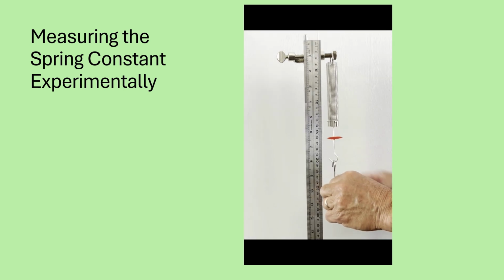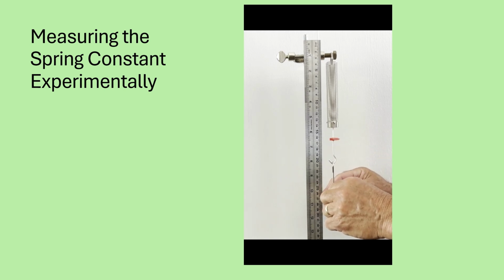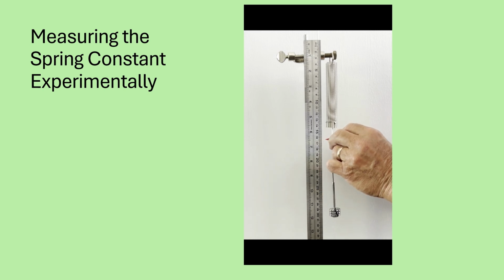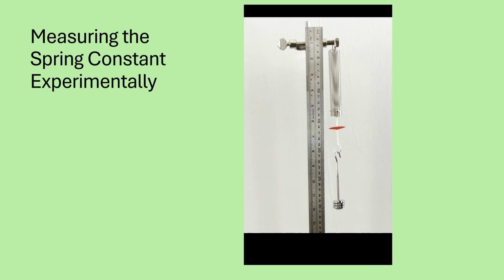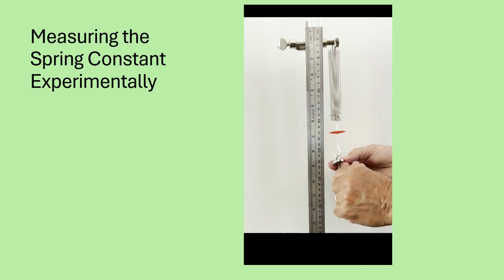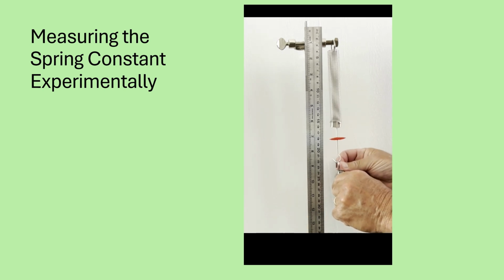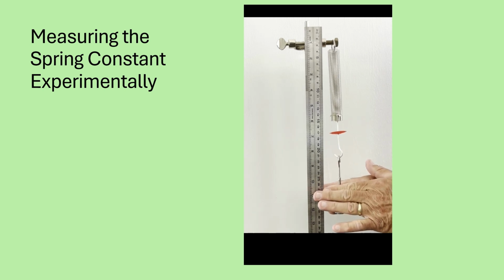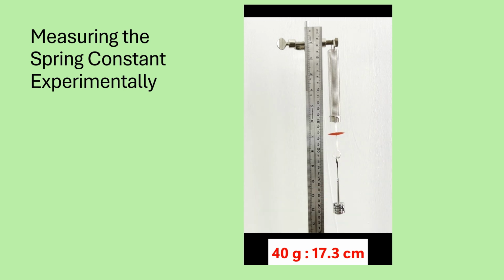Added another weight. I actually had a little trouble there. So now we have 30 grams on it, and we have a displacement. I'll wait till this stabilizes. You'll see a glitch in the film. There we go, 16.4 centimeters. Now I added another weight. These things are kind of small. And 4 weights, which is 40 grams. And wait till that stabilizes. Then I measured 17.3 centimeters.